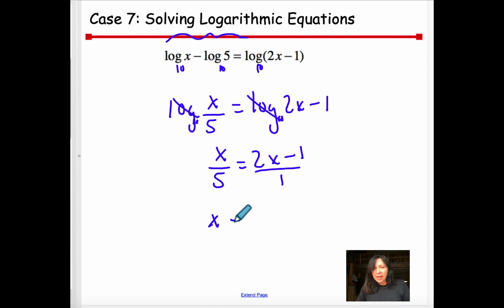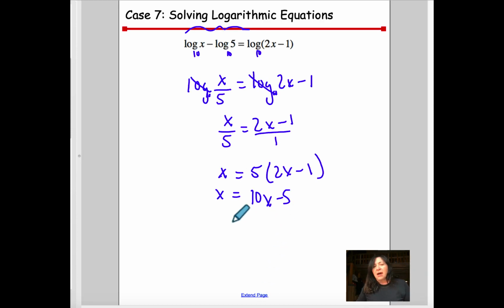Cross multiplying, you're going to get x equals 5 times 2x minus 1. I'm going to distribute that 5. I get 10x minus 5. Subtract x, I get 9x equals 5. So x is equal to 5 over 9.